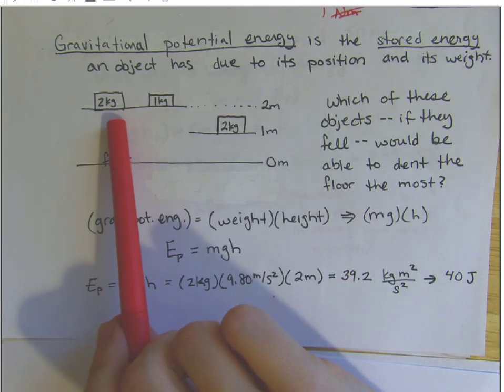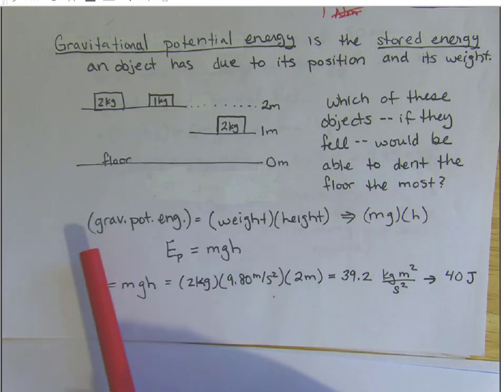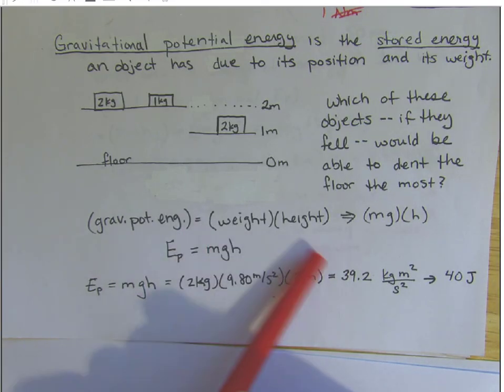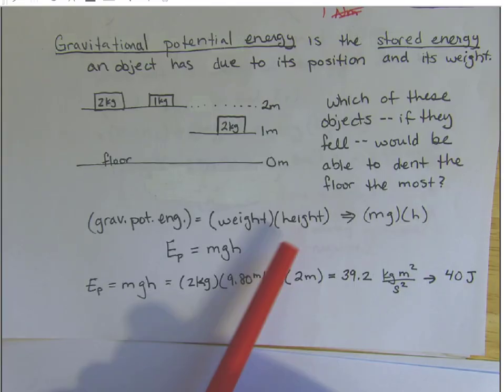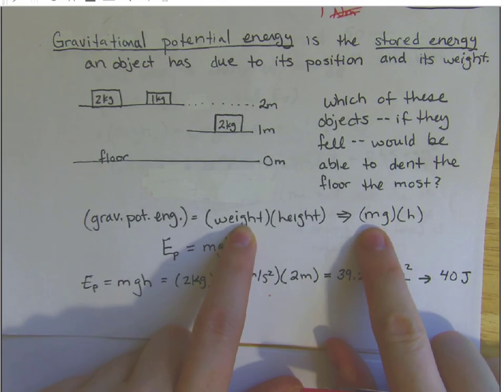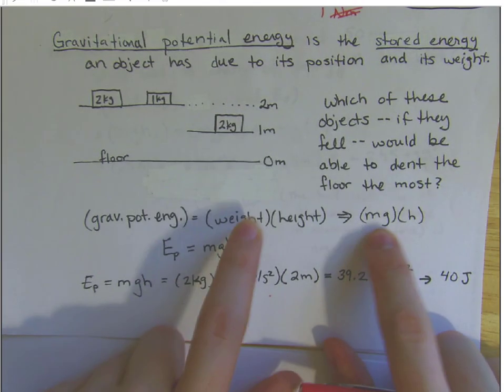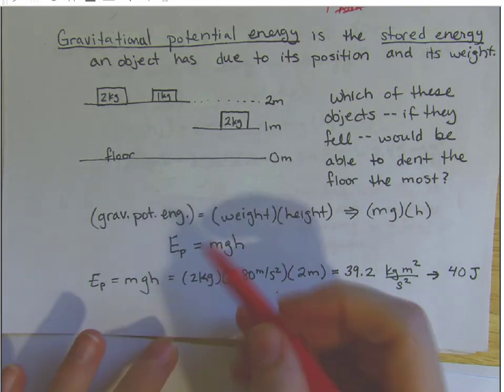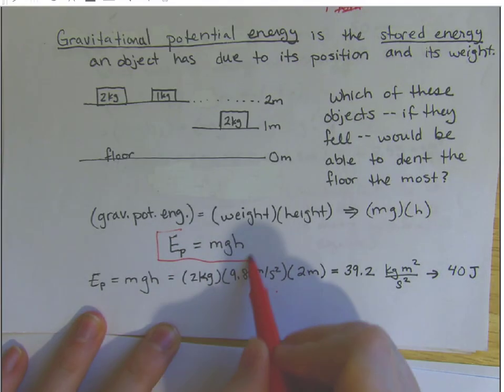So let's just quick take this one block and find its gravitational potential energy. So our equation is going to be the gravitational potential energy is equal to the weight times the height of the object. The weight here is going to just be found by doing m times g, and then we multiply by the height. So I should maybe put this equation in a box.